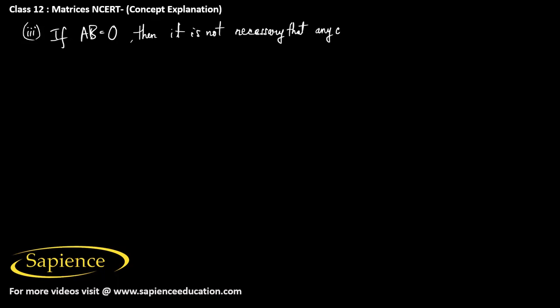And then the next property is, if the product AB equals the 0 matrix, then it is not necessary that any one of A or B is a 0 matrix. We can understand this by using some examples.